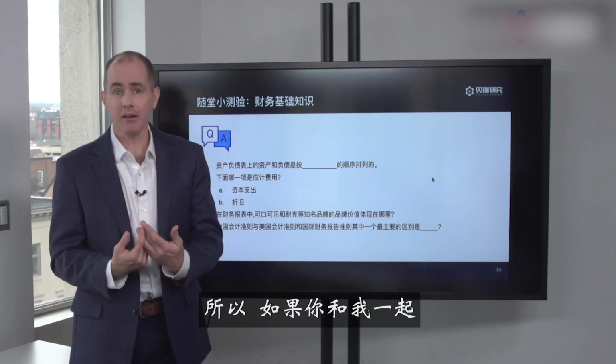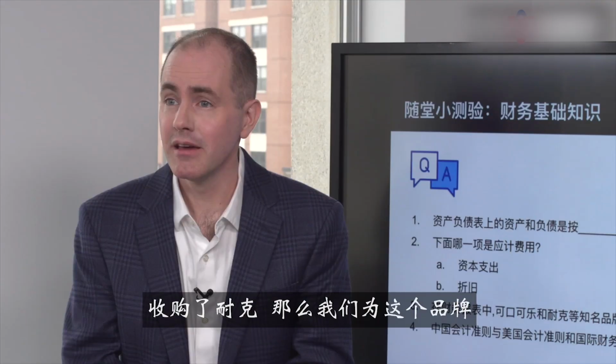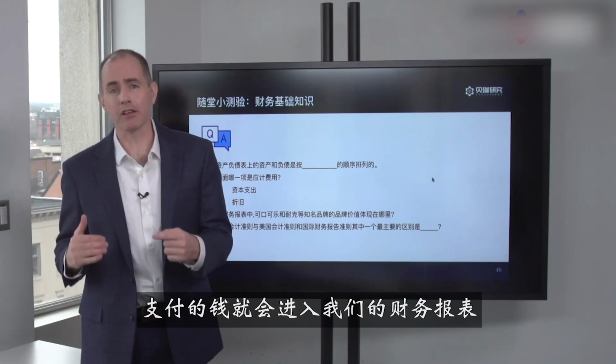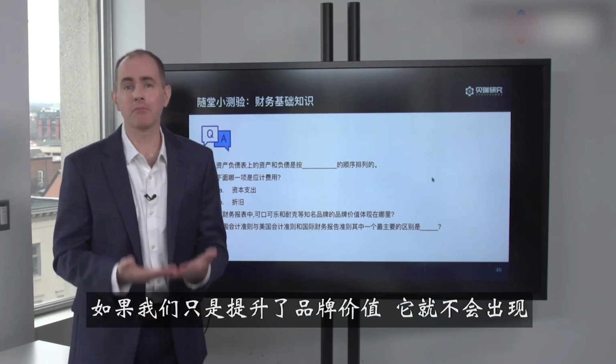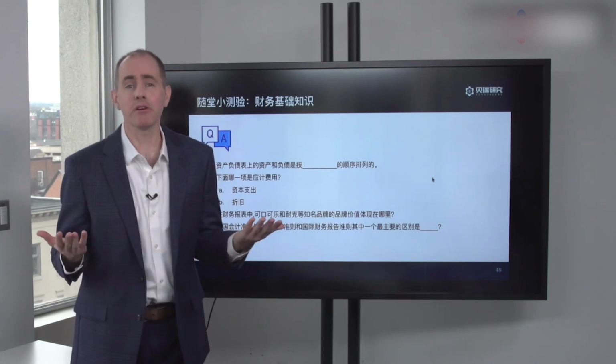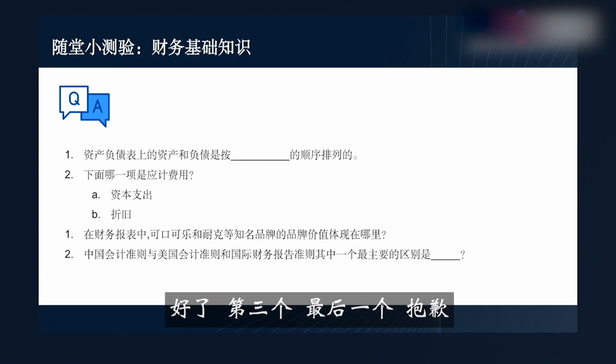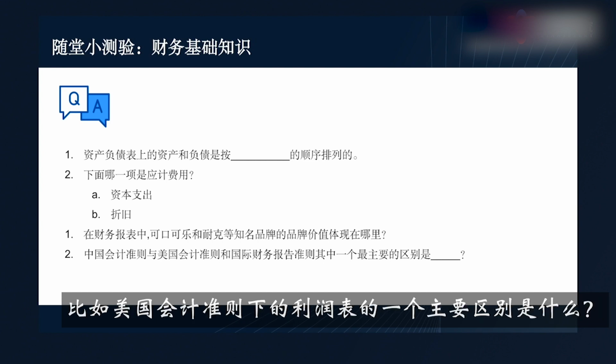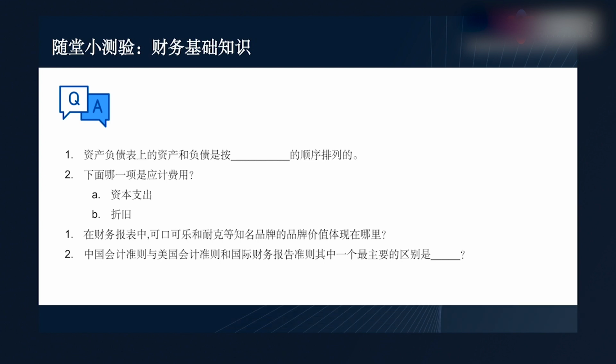So if you and I got together and bought Nike, the amount we pay for that brand sort of goes onto our financial statements. If we build up that brand value, it doesn't appear. All right, number 3, or last one, sorry. One major difference between the Chinese income statement and those outside of China, like in the US, is what?